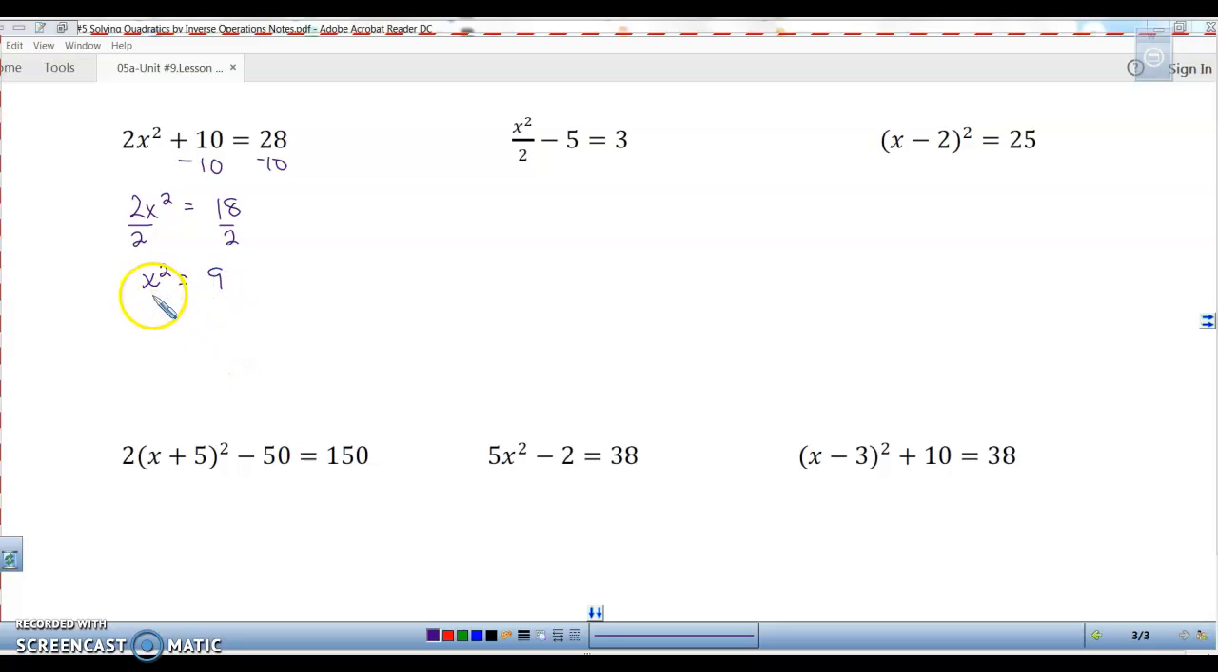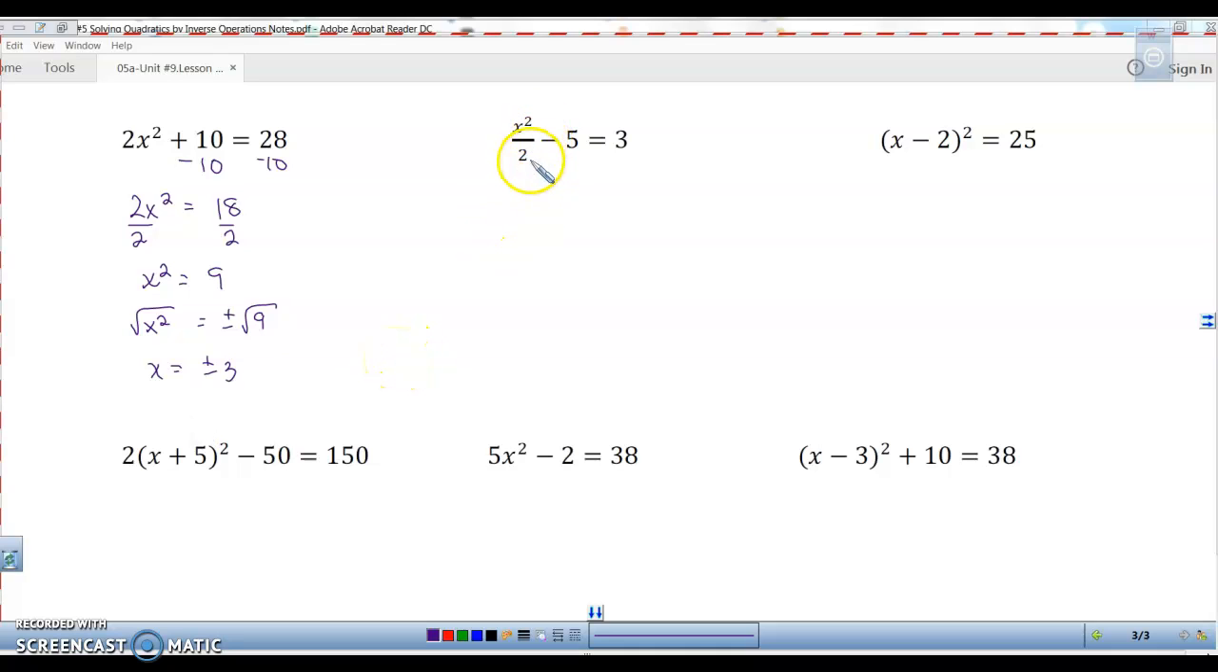All right, now that I've got the x squared by itself, I just take the square root of both sides. And don't forget there's a plus or minus in front of the square root. So when you take the square root, it's going to be plus or minus the answer. And 9 is a perfect square, so it's going to be plus or minus the square root of 9, which is 3. So x is going to equal 3, and x is equal to negative 3.